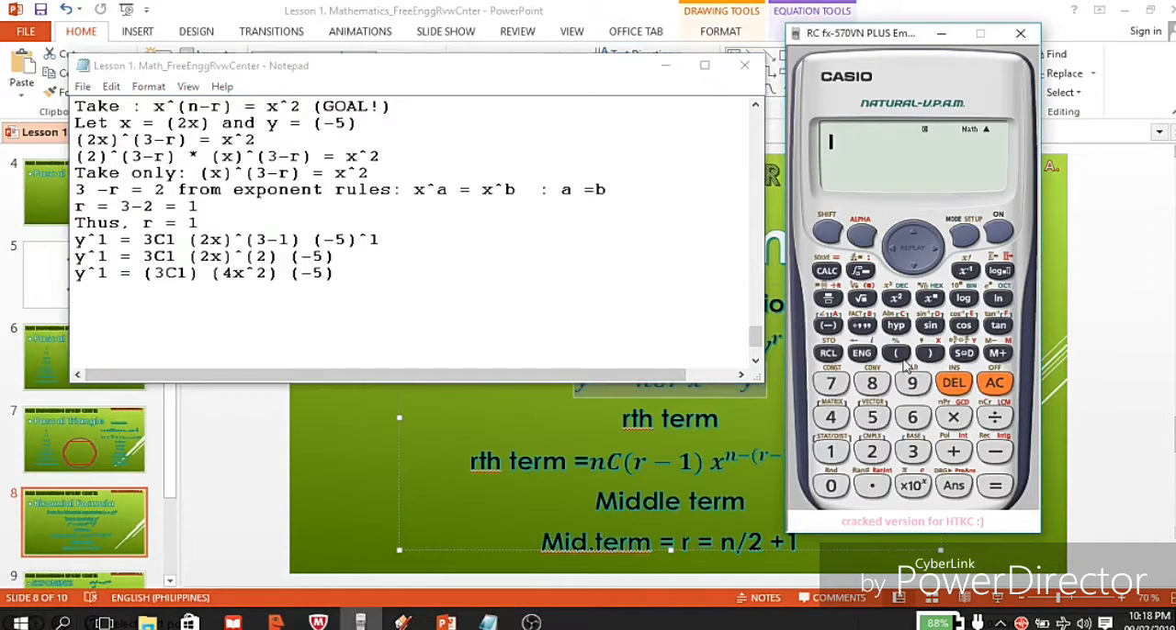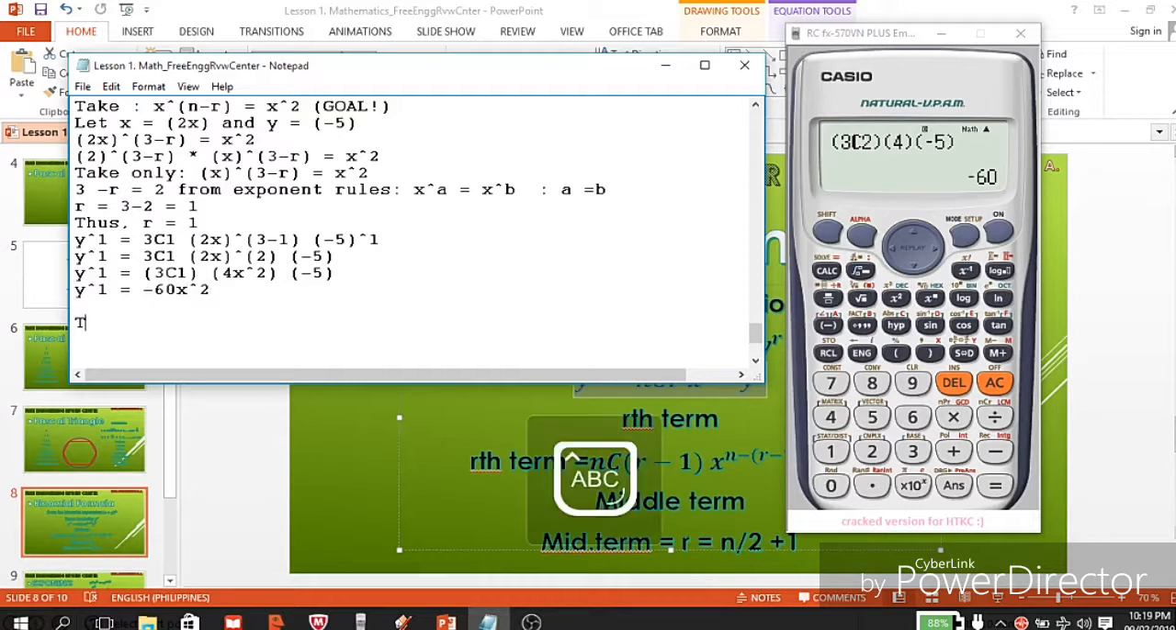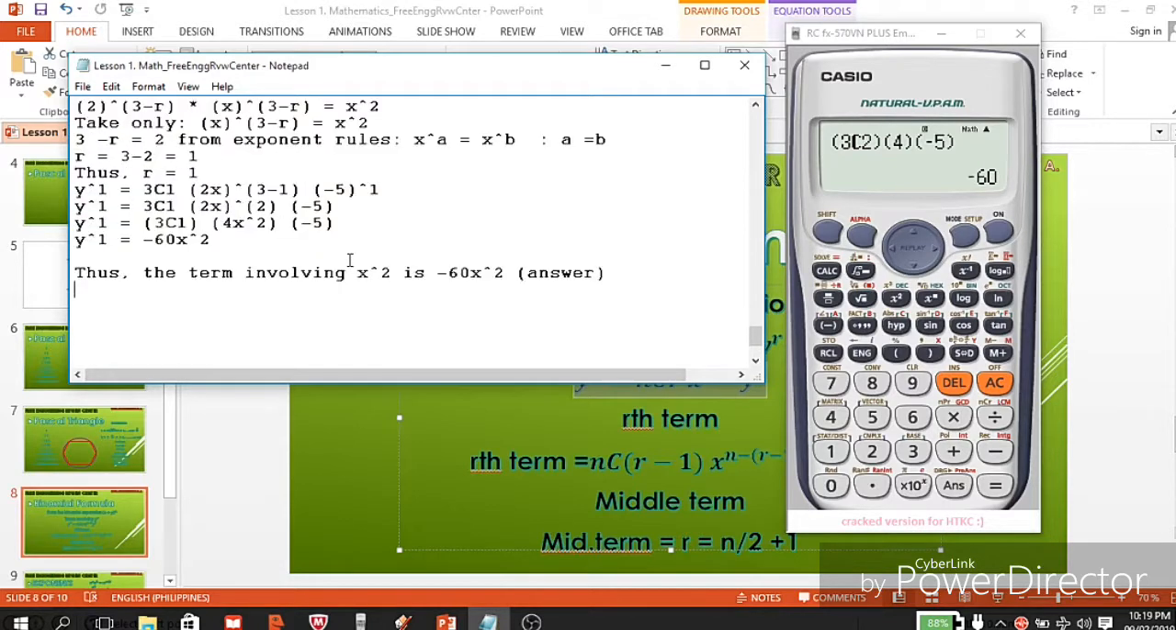So therefore, we got 3 choose 2 times 4 times negative 5. And we get now negative 60. So therefore, we got negative 60x. So thus, the term involving x squared is negative 60x. So this is now the answer.